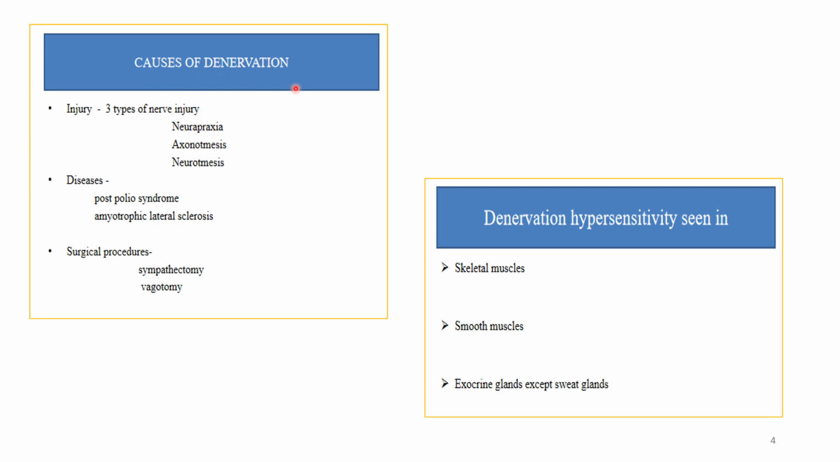The causes of denervation are injury, where there may be neuropraxia, axonotmesis or neurotmesis, or diseases like polio, post-polio syndrome, and ALS, that is amyotrophic lateral sclerosis, and surgical procedures like sympathectomy and vagotomy. All will lead to a cut in the nerve supply to the skeletal muscle. Denervation hypersensitivity is seen in skeletal muscles, smooth muscles, and exocrine glands except sweat glands.